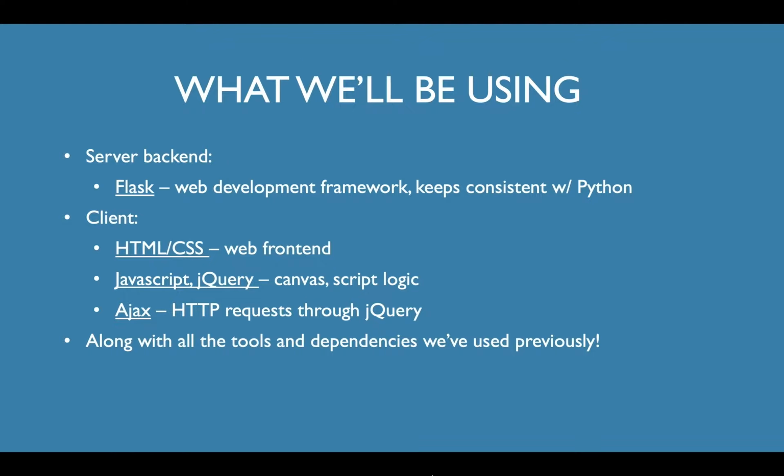For the client, we're going to be using basic HTML and CSS for the web front end. We're going to be using JavaScript and jQuery for the canvas as well as the script logic. And we're going to be using Ajax within jQuery to make HTTP requests. And also, this builds on all the other workshops that we've been using for this workshop. So that includes all the tools and dependencies we've used previously.